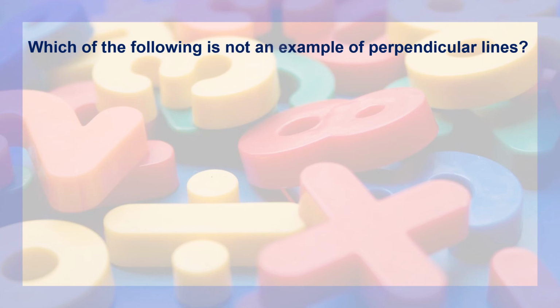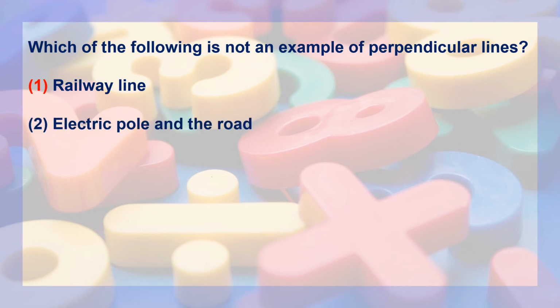Which of the following is not an example of perpendicular line? Perpendicular line everyone knows. What is a perpendicular line? A railway line. As I told you, railway line is not an example. Here it is saying which of the following is not an example of perpendicular line. Railway line, I explained to you, a railway line always runs parallel because the trains have to move properly, and that is why the tracks, the railway lines, are always parallel.